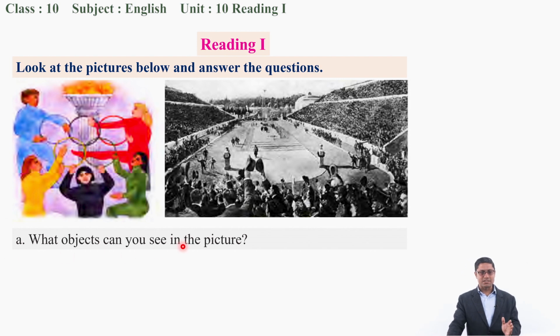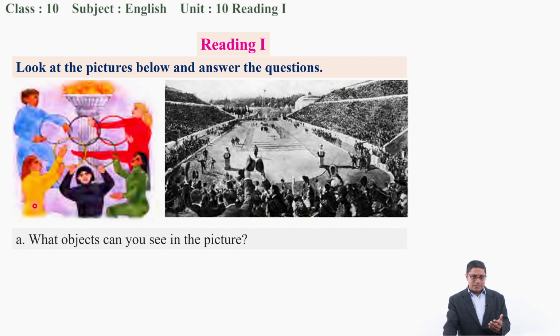What objects can you see in the picture? Okay, this is the question. So can you tell me, what do you see there? Okay, so there is a torch and the flame. You can see here the torch and the flame.